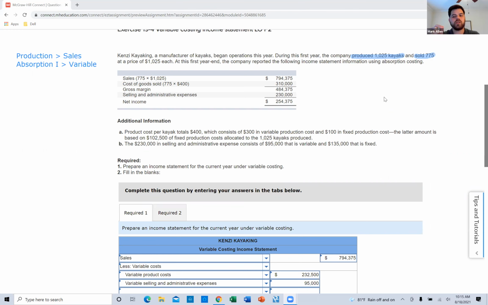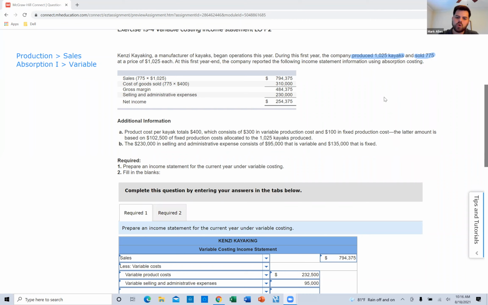So take the 2 or 3 seconds and write that sentence down: production greater than sales means absorption income greater than variable income. That's what we need to understand. That's a great starting point. It gives us a kind of free win on the question. It's something we can certainly just memorize and use. So go ahead, start off there. Now let's see what it tells us. At the first year end, the company reported the following income statement information using absorption costing.